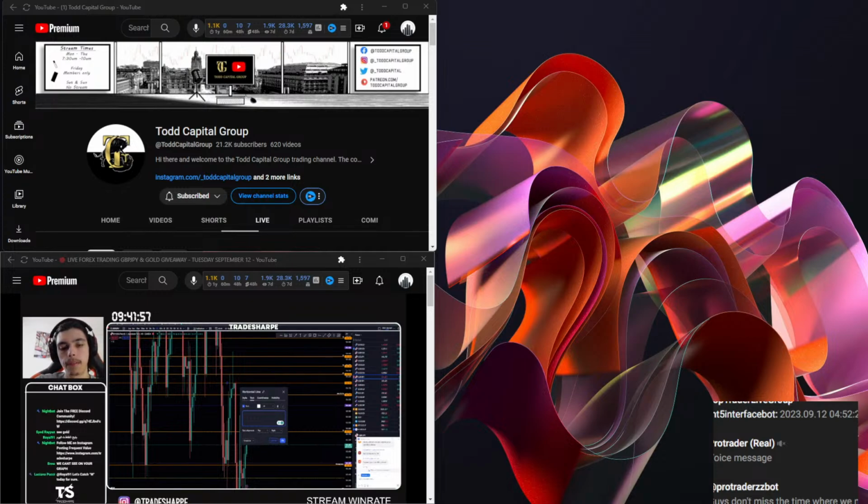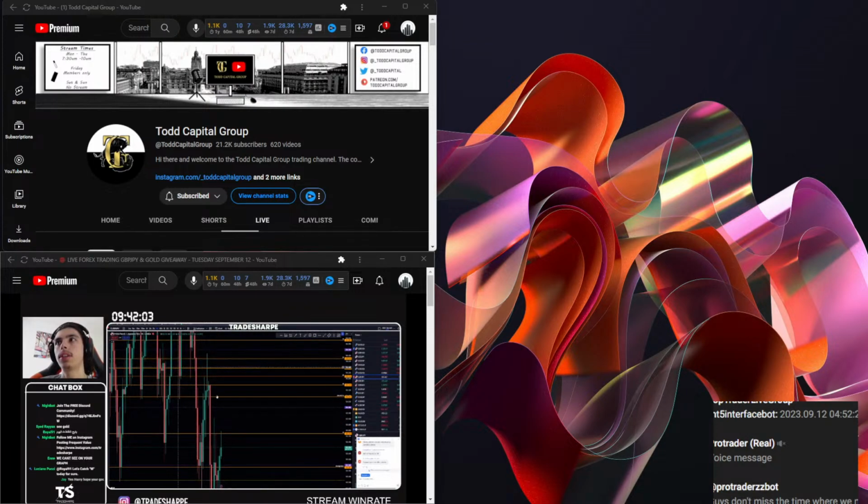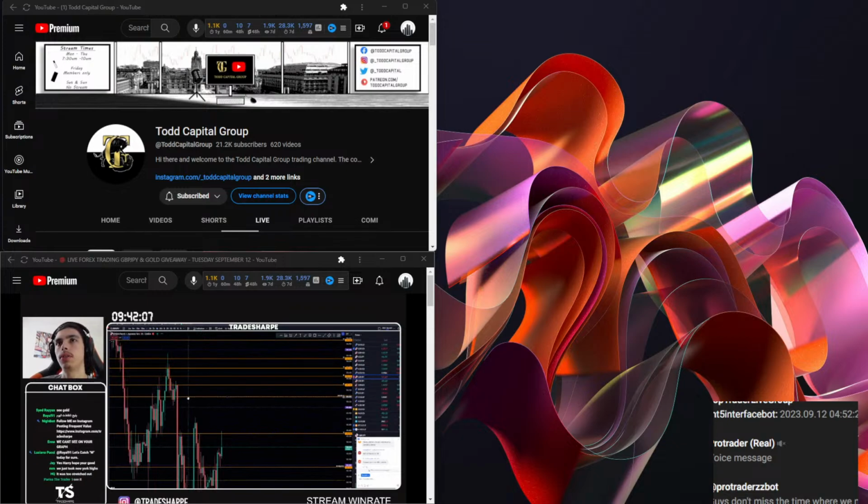So 4 hour support's right there. This support we'll see if it's relevant. So let's go down to the 1 hour. Is this relevant? Not anymore. I think this is more relevant right here. 1 hour resistance. So that's no longer relevant.